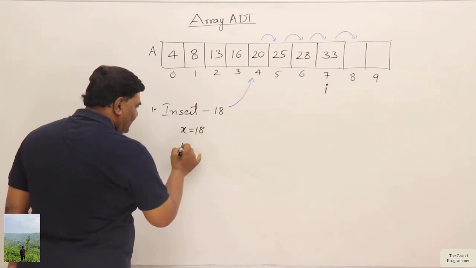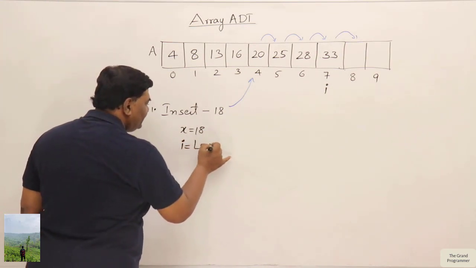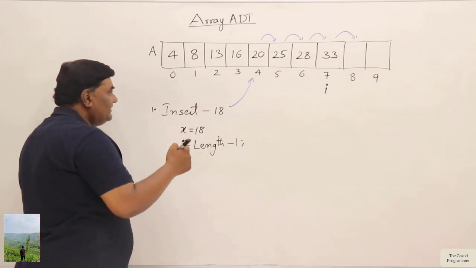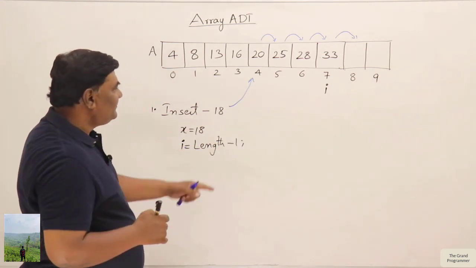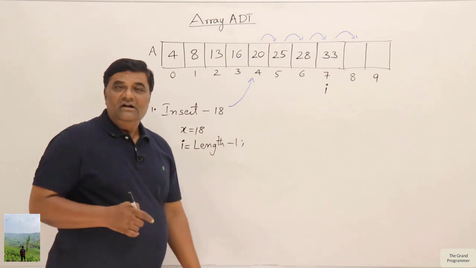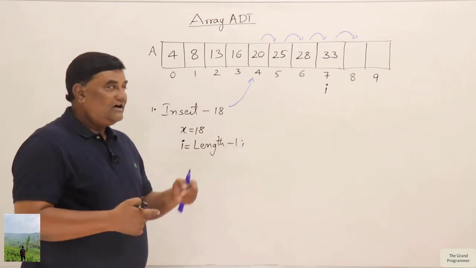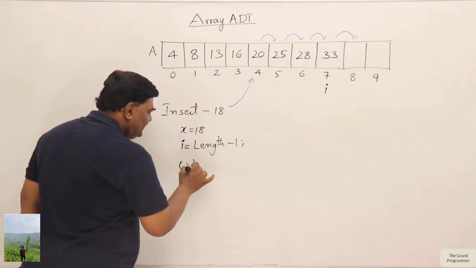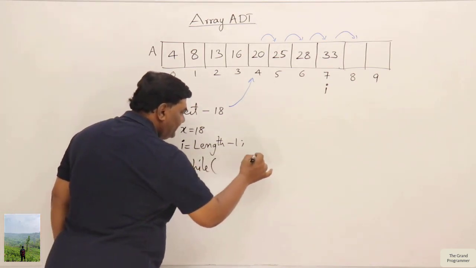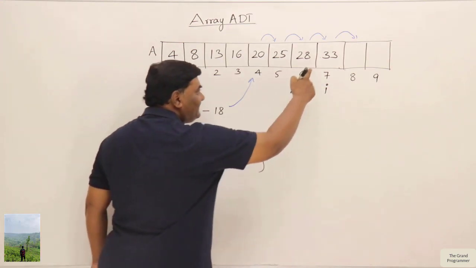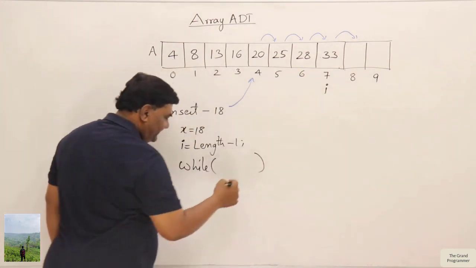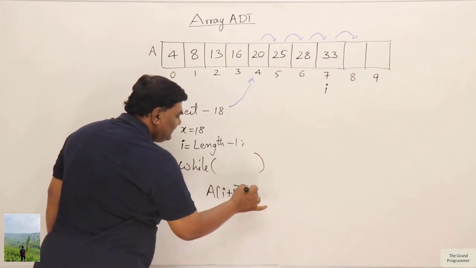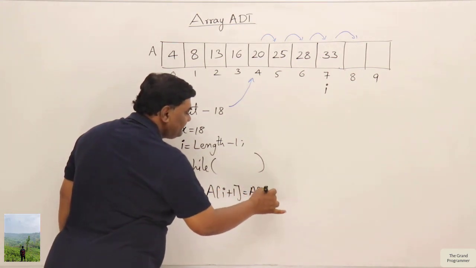So let us call that i as length minus 1. Length is the number of elements in the list, that is 8. So 8 minus 1, that is 7. So i starts from 7. Now repeatedly what I have to do, I have to go on shifting the elements, so that is a while loop I will do. How to shift an element: a of i should be copied at a of i plus 1. So a of i plus 1 should contain a of i.